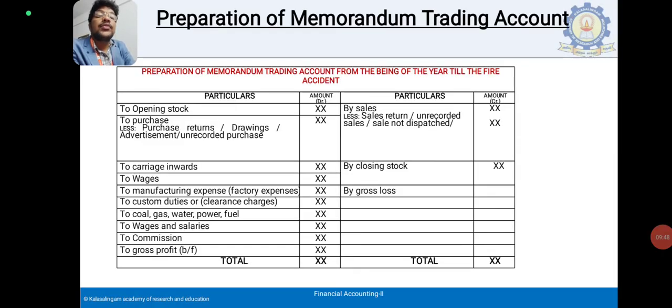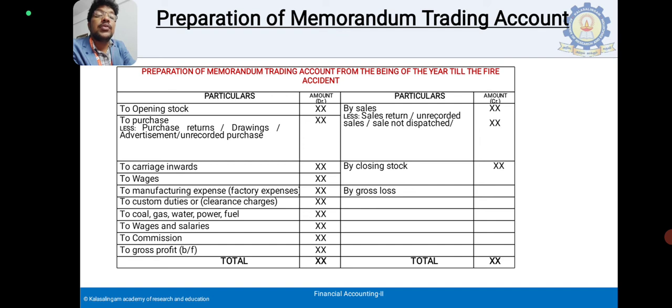The next step, we need to prepare another memorandum trading account from the beginning of the year till the fire accident happened. So this is also similar to the previous one. Here you need to prepare the trading account. On the debit side, to opening stock, next to purchase, and you need to deduct purchase return if any. You need to deduct drawings if any. If these items are there, then you need to deduct them from purchase.